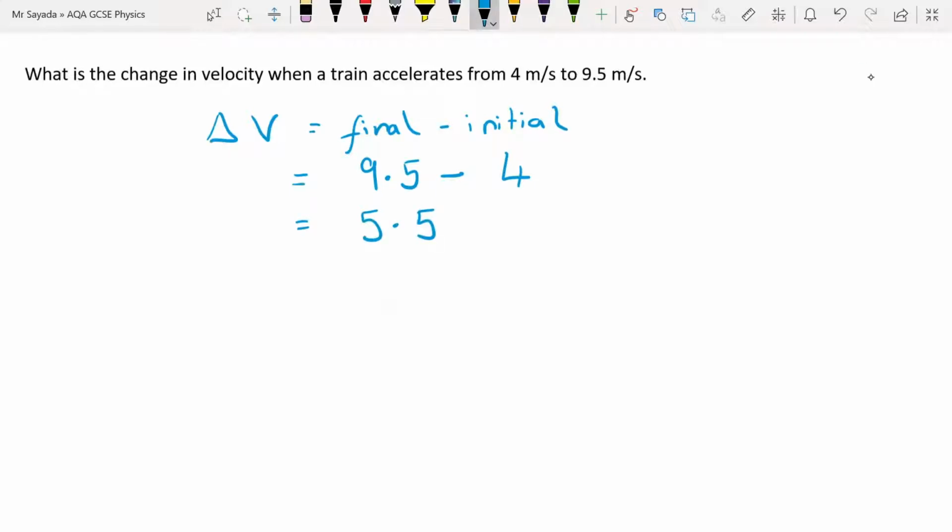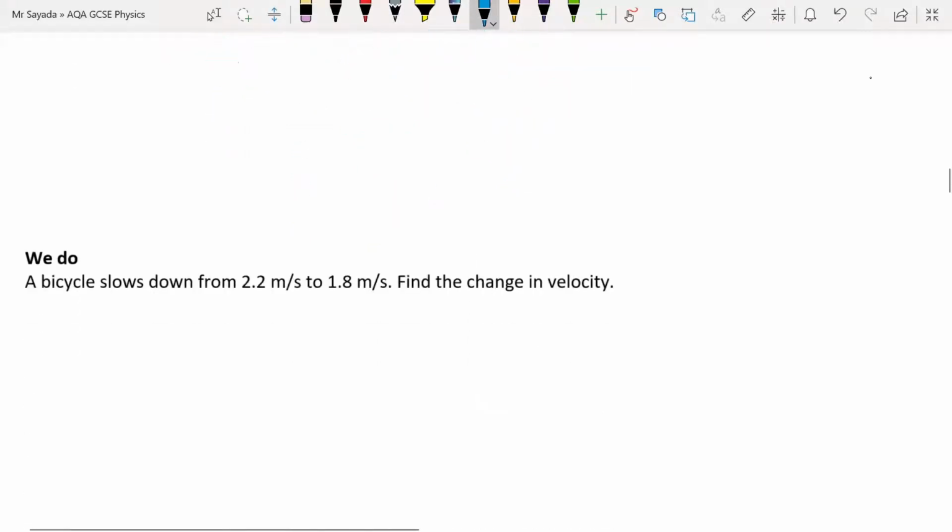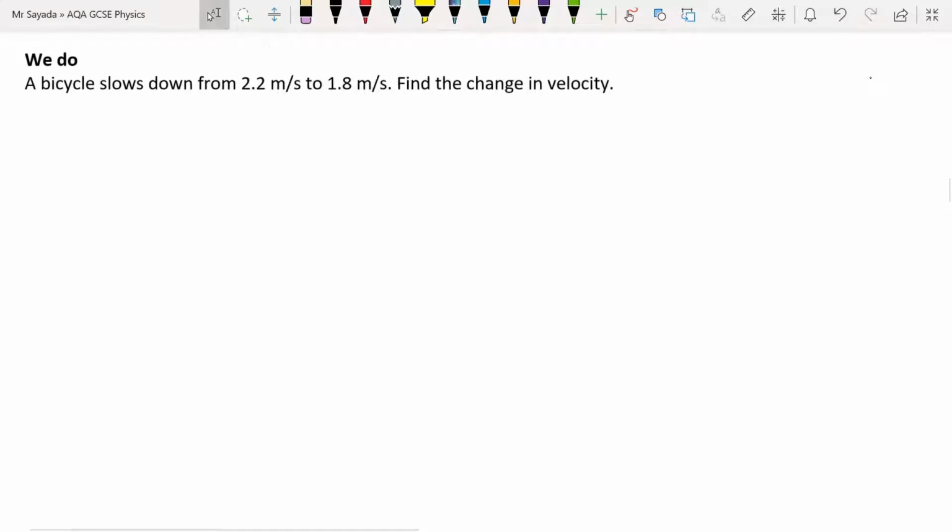What are the units for velocity? You should have said meters per second. So in this question, the change in velocity is 5.5 meters per second. Let's do one more example. So read the question to yourself.